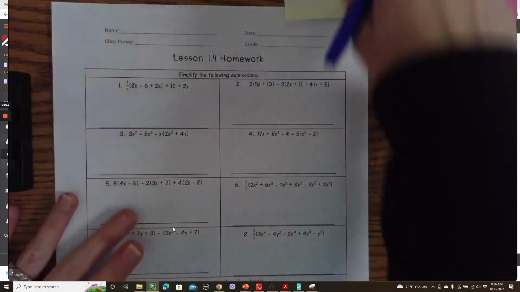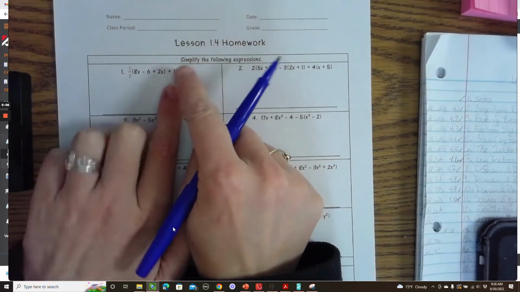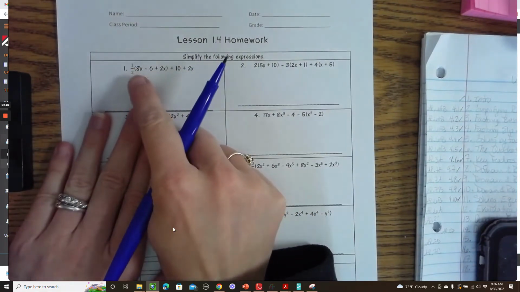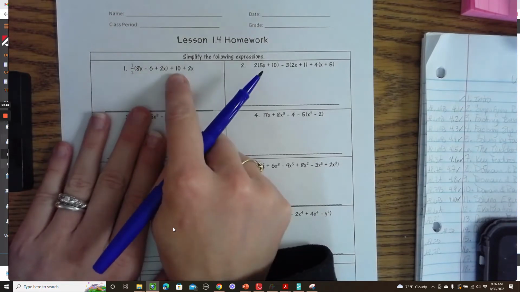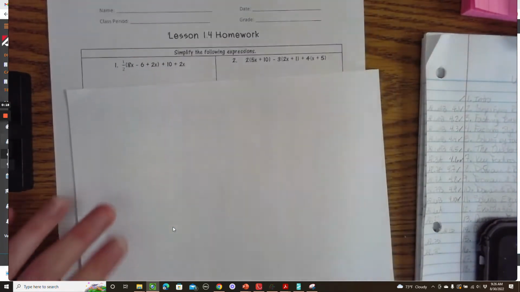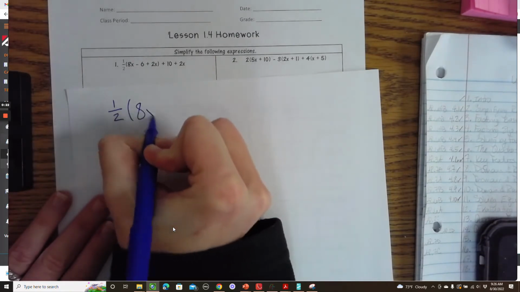Okay, so a little bit of everything. All these want us to do is just simplify the expressions. So first step, if you see the parentheses with the number outside, that is the first thing that you simplify. I'm just going to rewrite this big so that y'all can kind of see what I'm doing.